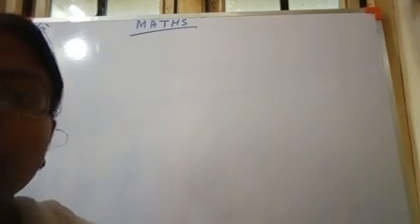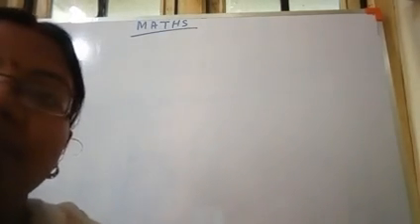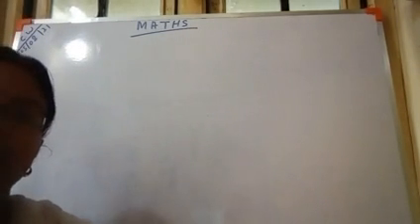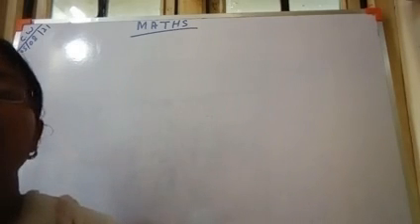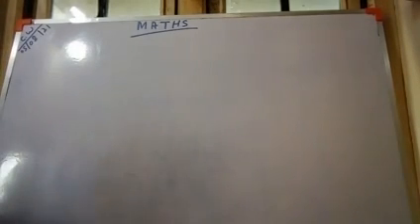You count the numbers orally, and whatever number comes first, you will write it. That is the ascending order. Okay, so let's start the class.